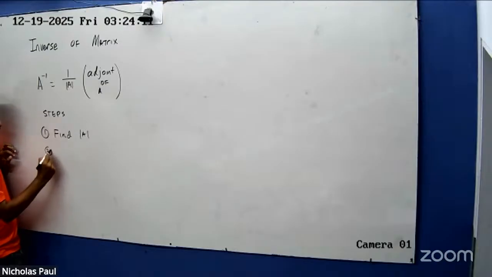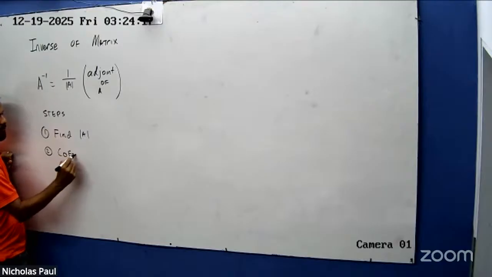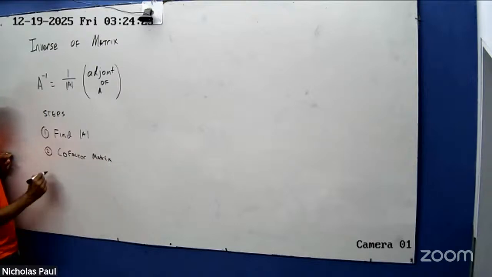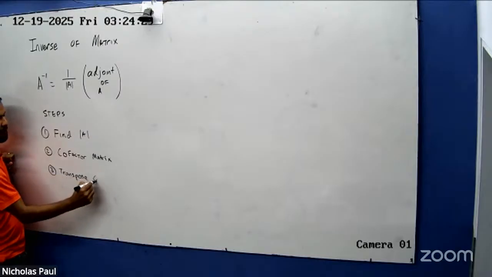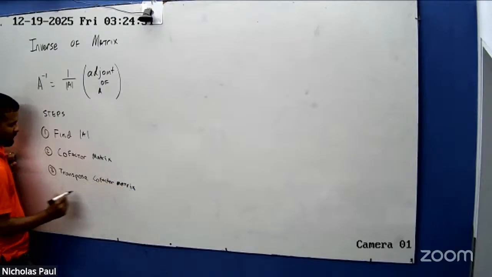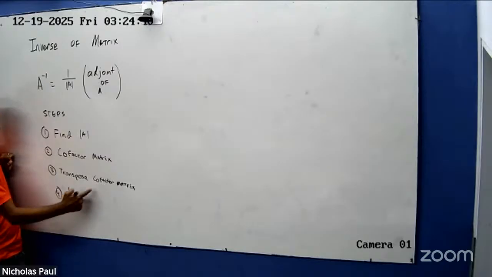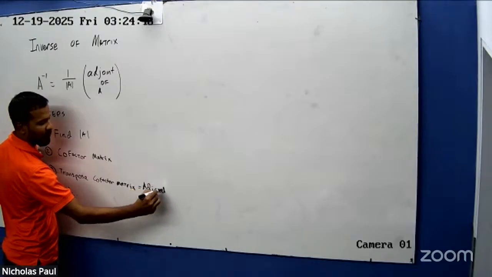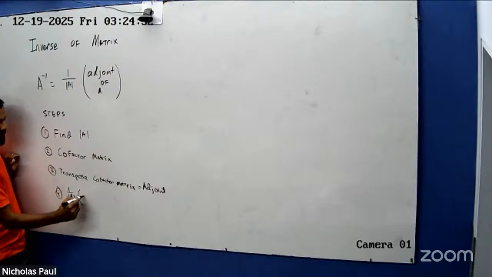Next, you have to find the cofactor matrix. I'll explain how to get that. And then you have to transpose the cofactor matrix. And last step, 1 over the determinant multiplied by this transpose of the cofactor matrix, which is the adjoint. After you do that, step 4, just plug in your determinant and plug in your adjoint.